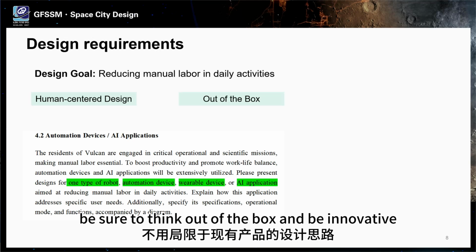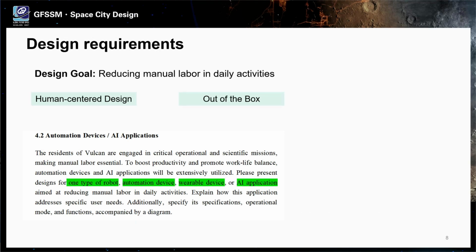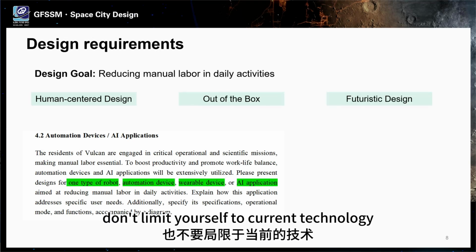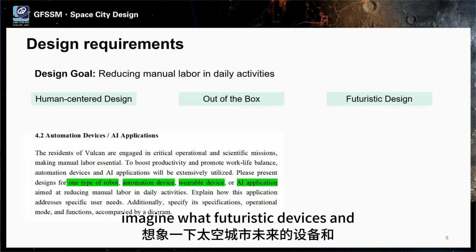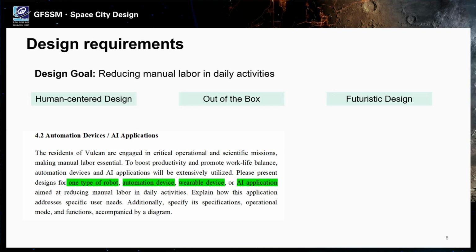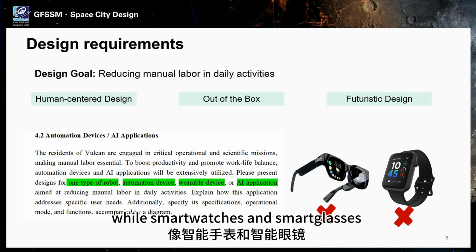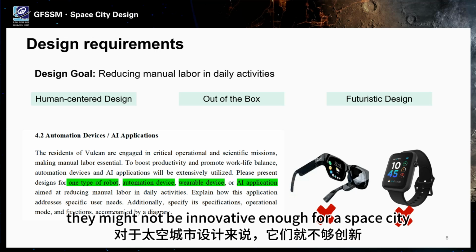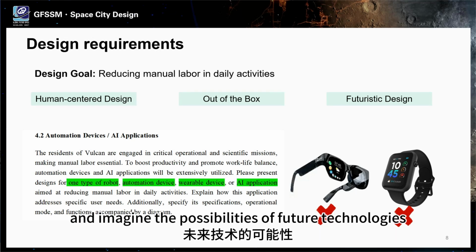Be sure to think out of the box and be innovative. Don't limit yourself to current technology. Imagine what futuristic devices and systems might look like in a space city. While smartwatches and smart glasses are common on Earth, they might not be innovative enough for a space city. We need to think bigger and imagine the possibilities of future technologies.